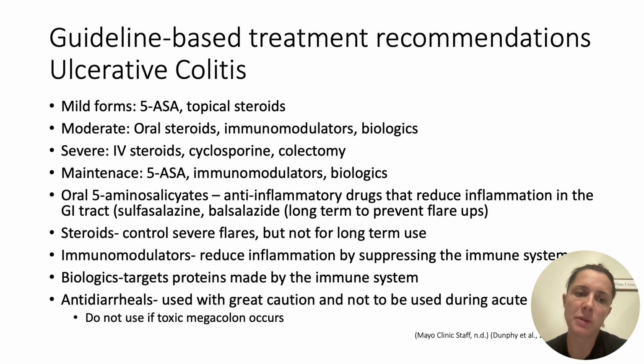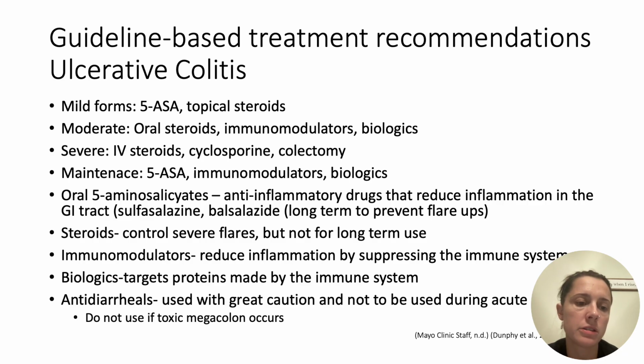So guideline-based treatment recommendations for ulcerative colitis, mild forms are going to be 5-ASA or 5-aminosalicylic acid. This is an NSAID used to treat mild to moderate inflammatory bowel disease, particularly ulcerative colitis. It works locally in the colon to reduce inflammation. You can also use topical steroids instead of systemic if it's a mild version of UC.